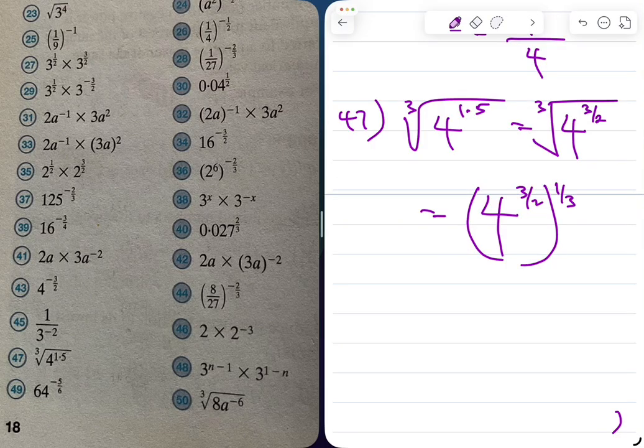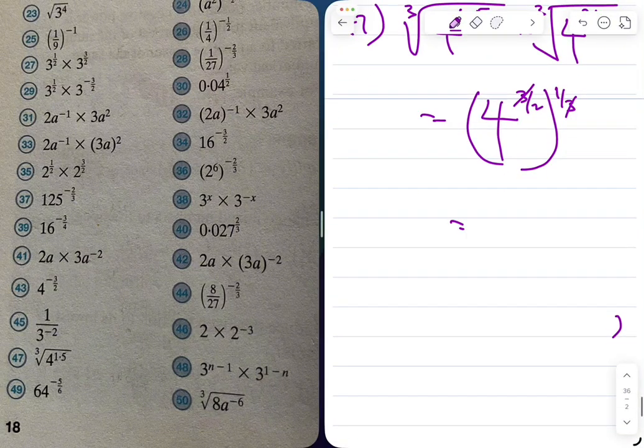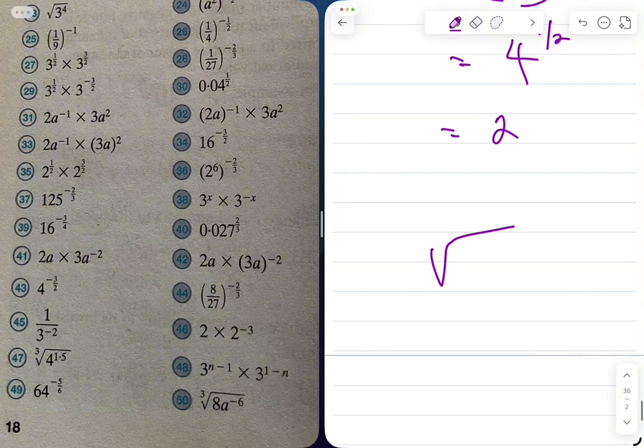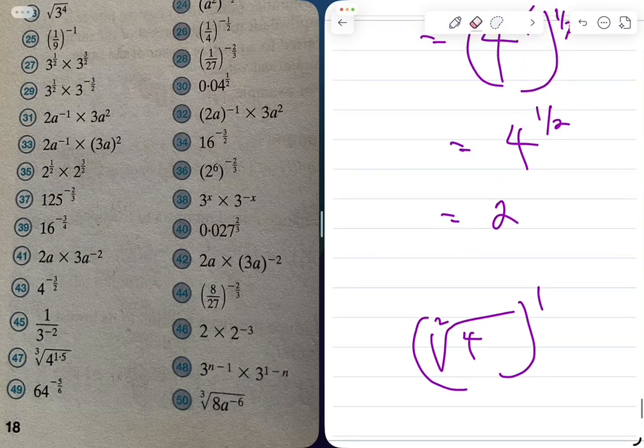And now that means 3 over 2 times 1 over 3. 3 here 1, 3 here 1. And that will be 4 raised to the power 1 over 2. And that simply means the square root of 4 raised to the power 1, which is just 2. That's the same as saying the square root of 4 raised to the power 1, and that's 2.